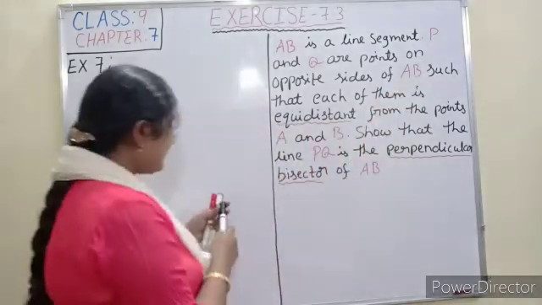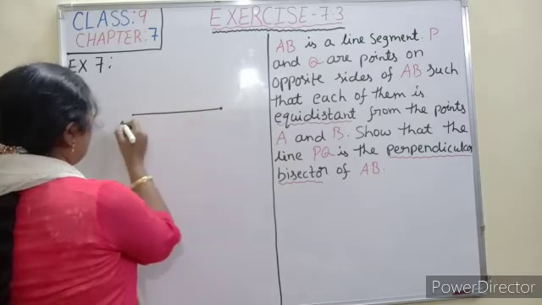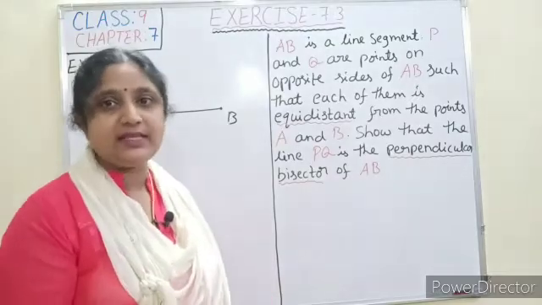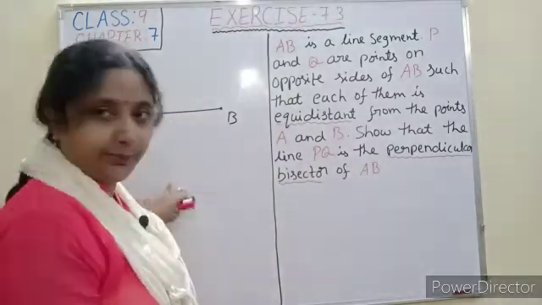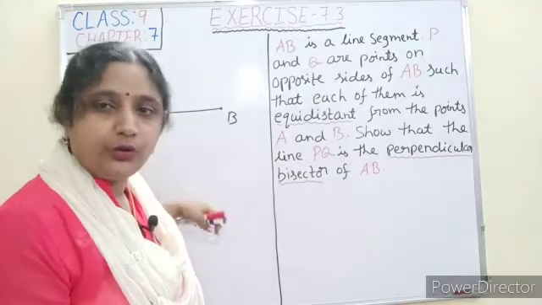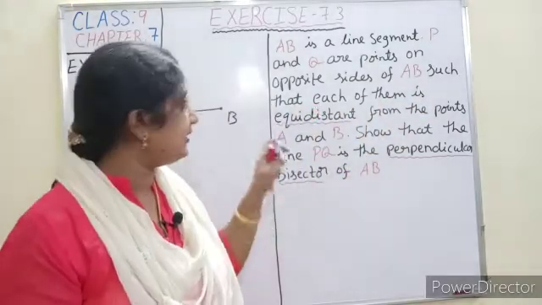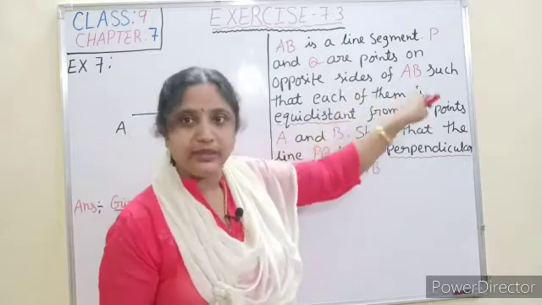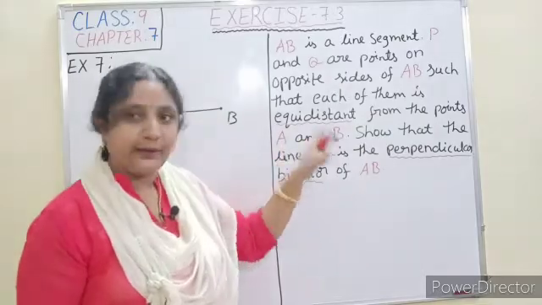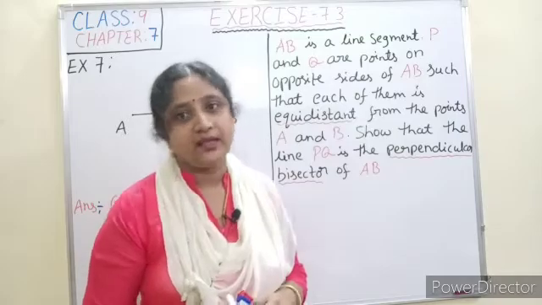See here, this is the AB line segment. We have to take P and Q points on opposite sides of the AB line segment. That means P point you have to take on one side and Q on the other side. But there is a condition: each of them is equidistant from the points A and B.